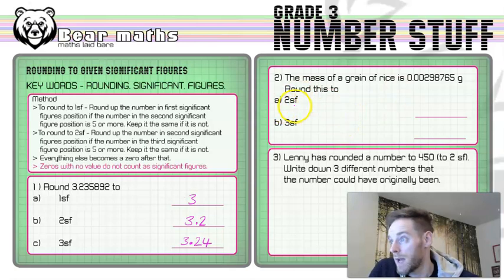Now, two significant figures. Now, this is where we have to pay attention to the pink bit of writing that I've written. Zeros with no value do not count as significant figures. So the first 0 has no value. It's worth no units. That's worth no tenths. That's worth no hundredths. But that is our first number that has some value. So that is classed as our first significant figure, the number 2. The 9 is the second significant figure, and the 8 is the third significant figure.